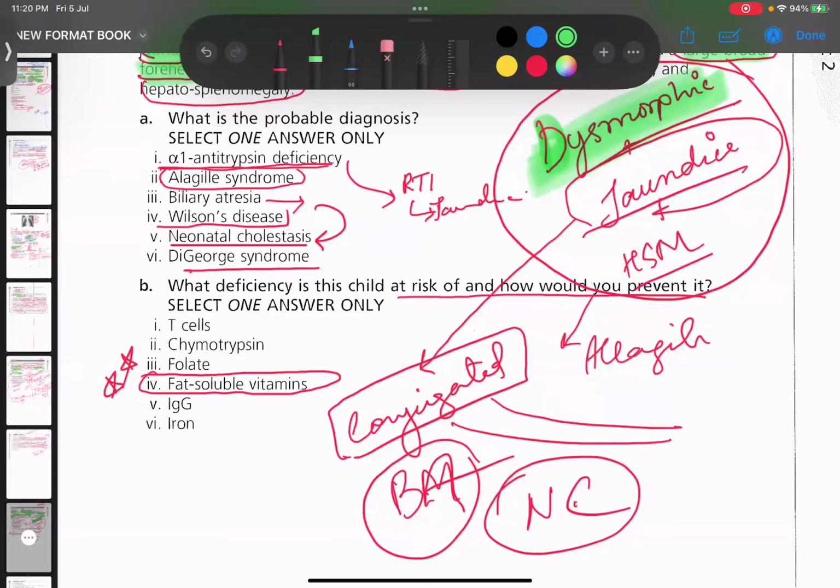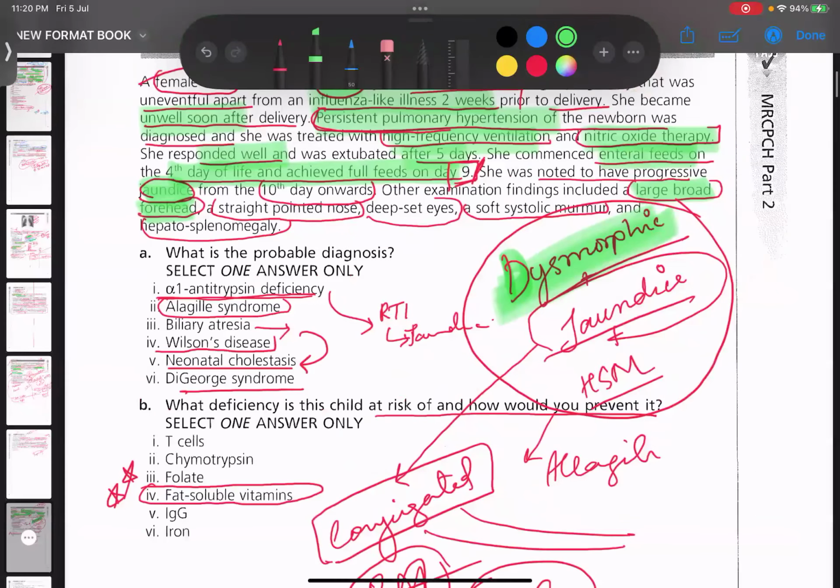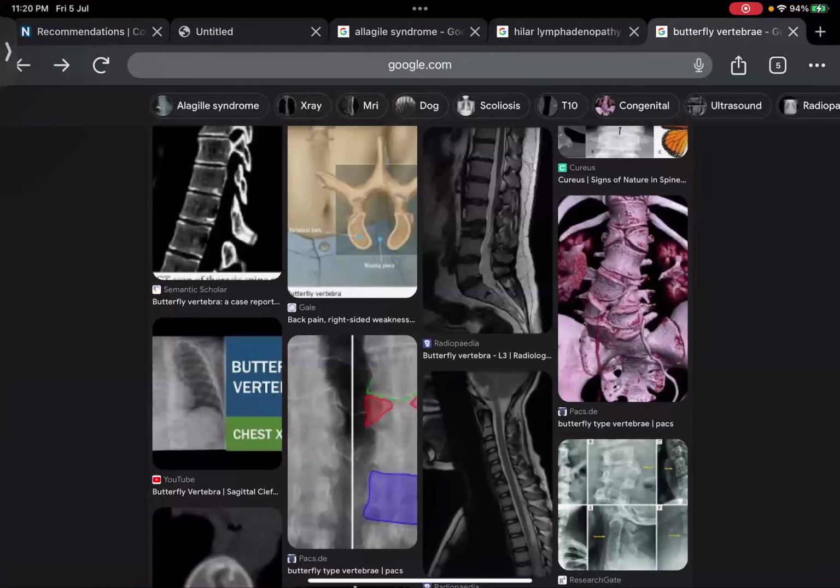Whereas Alagille is a syndrome which comes with many different features together. So it already presents with hyperbilirubinemia due to biliary atresia as well. So this is basically a case of Alagille syndrome. And please remember this particular picture. I found this picture to be very nice.